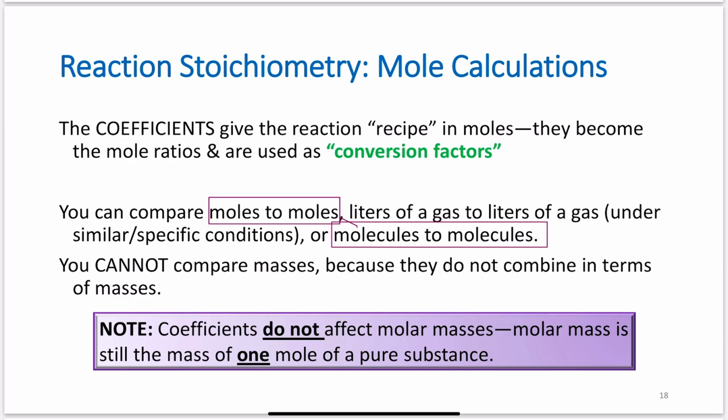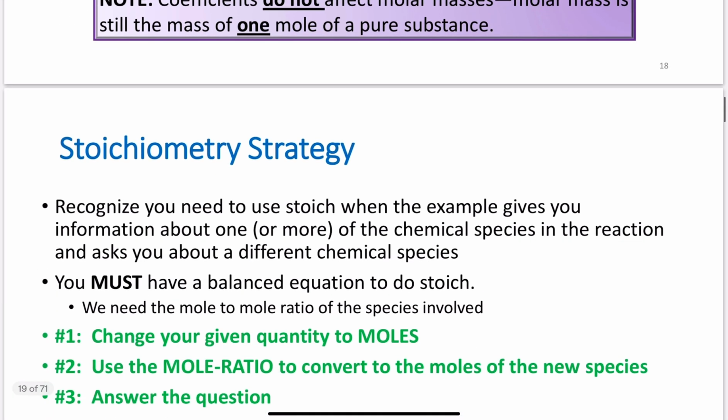Coefficients do not affect your molar masses. The molar mass is still the mass of 1 mole of the pure substance. We use stoichiometry with the multiple ratios to account for those coefficients instead. So your molar mass stays the same. We just use the balanced reaction for an additional conversion factor.